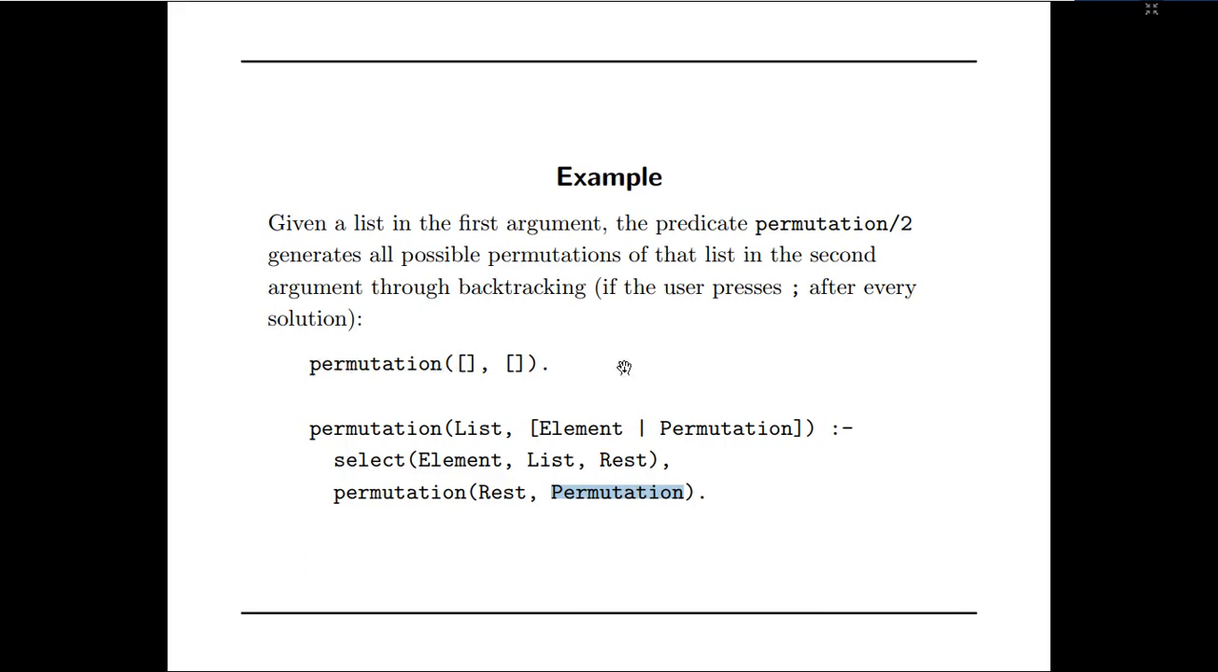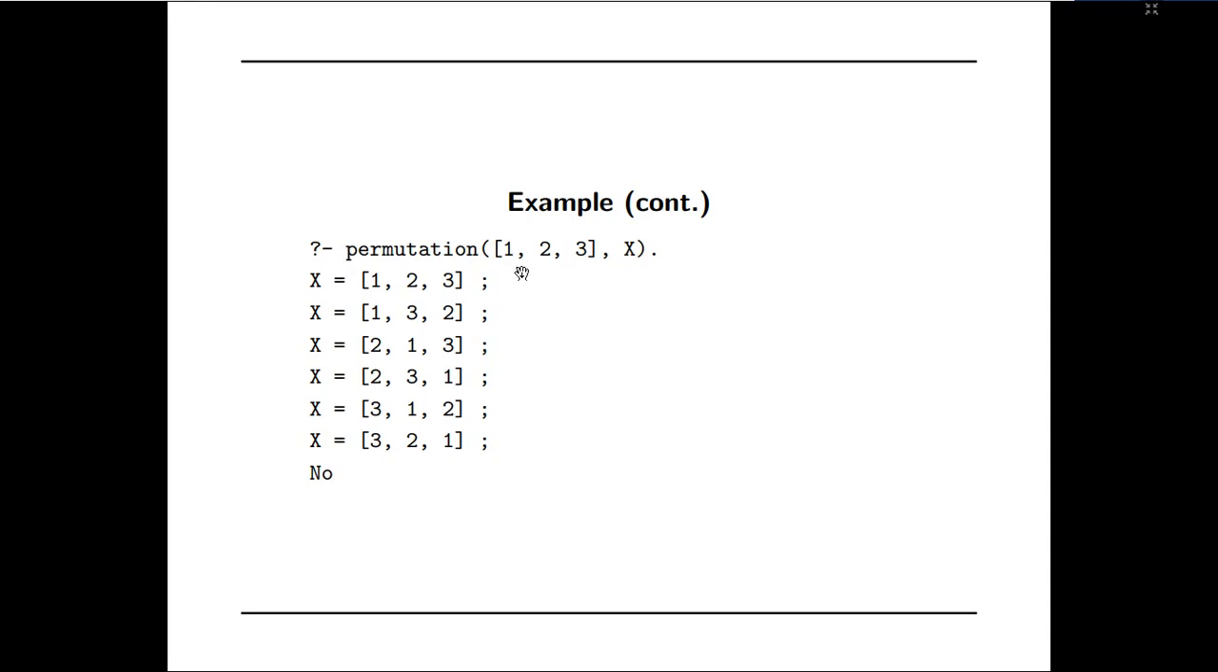So permutation of [1,2,3], X. It will give you all permutations. First is 1,2,3, then 1,3,2, 2,1,3, 2,3,1, 3,1,2, 3,2,1. So these are all the possible permutations with this particular list, and all of them have been printed. Without backtracking, it is not possible for Prolog to print these results. So backtracking is the utmost core of Prolog programming.